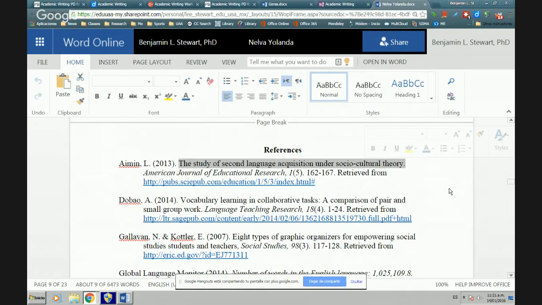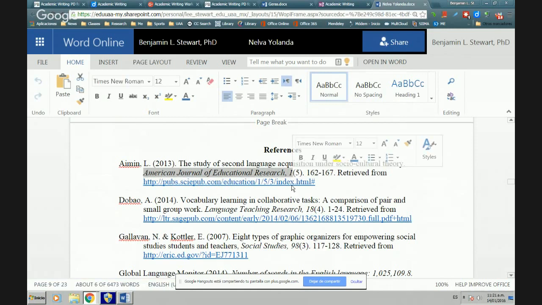What do you notice? The first letter is capitalized. And what is this? American Journal of Educational Research. It's the title of the journal. What do you notice? It's italicized and capitalized. What does this first number represent? The edition, the number. Close. What's the common word we use instead of edition? Typically it's referred to as the volume number.